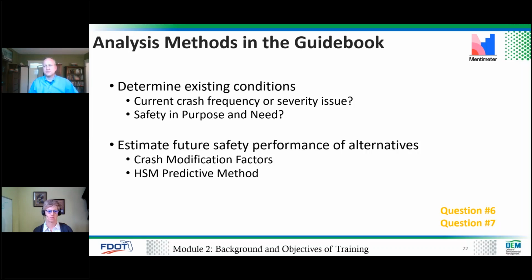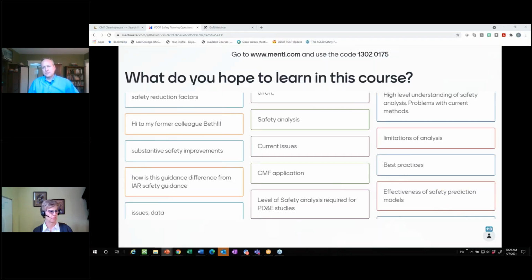The guidebook in this training also provides an overview of crash modification factors and the predictive method, which are used to estimate crash frequency and severity of future project alternatives. So again, the guidebook and this training will not teach the ins and outs of how to use the analysis methods, but it'll provide a framework for consistently applying these methods in the PD&E process. Now I'm going to hand it over to Beth for a few more questions.